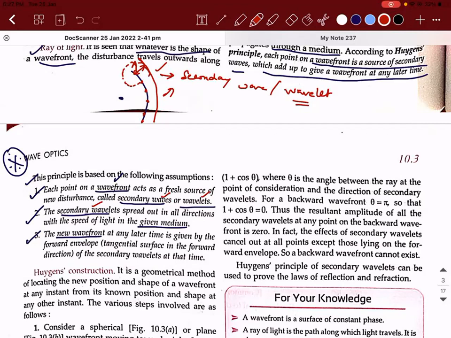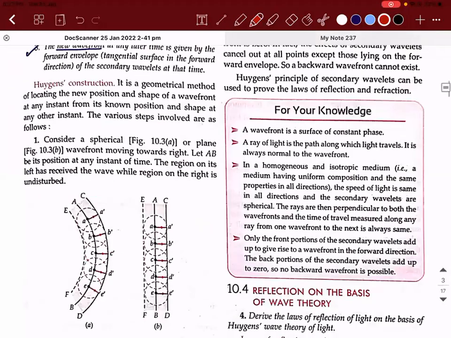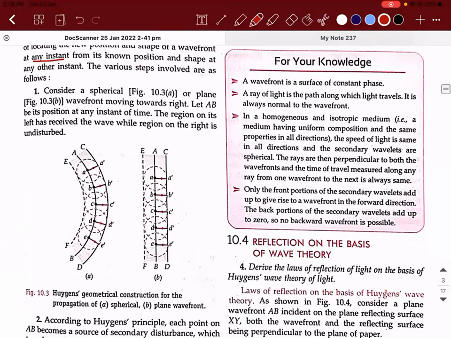Okay. So based on this, there is something called Huygens construction. This Huygens construction is similar to the constructions that you follow in your mathematics. It is basically a geometrical method of locating the new position and shape of a wavefront at any instant from its known position and shape at any other instant. So consider a spherical or plane wavefront moving towards the right. Let AB be the position at any instant of time.